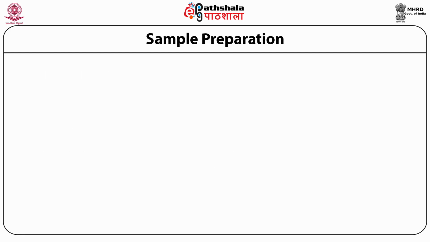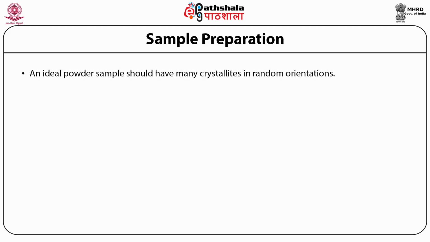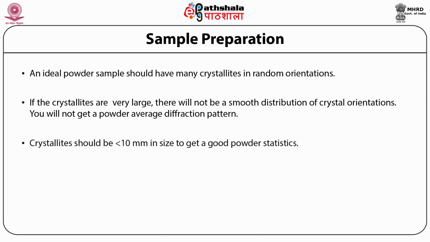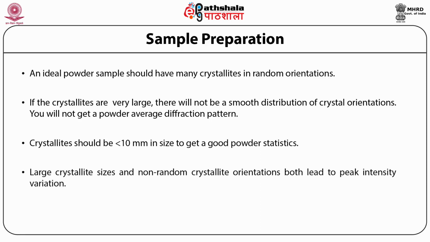Now we will talk about sample preparation, which is an important method to get good and identical results. An ideal powder sample should have many crystallites in random orientations. If the crystallites are very large, there will be a smooth distribution of crystal orientations. You will not get a powder average diffraction pattern. Crystallites should be less than 10 nanometers in size to get good powder statistics. Large crystallite size and non-random crystallite orientations both lead to peak intensity variations.